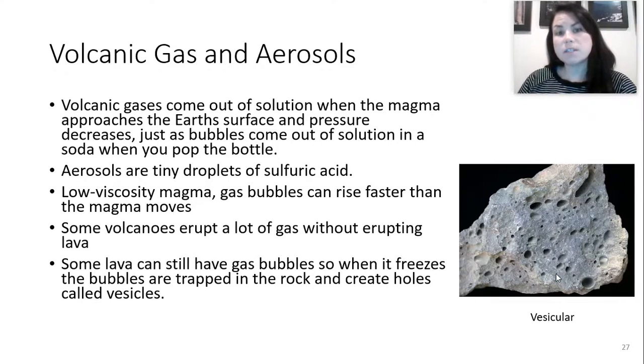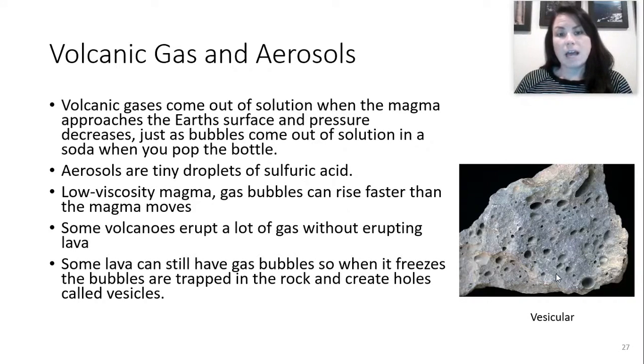Aerosols are tiny droplets of sulfuric acid. Sulfuric acid is found in the subsurface, so when the gases come up to the surface, you get sulfuric acid. In low viscosity magma, gas bubbles can rise faster than the magma moves. Some volcanoes erupt a lot of gas without erupting lava. So you could have a lot of gas coming out of a volcano without a lot of flow or other explosive materials.